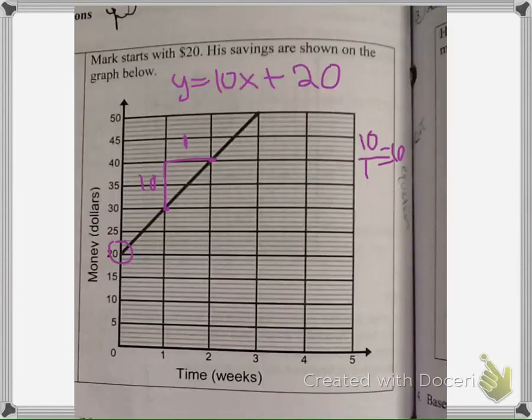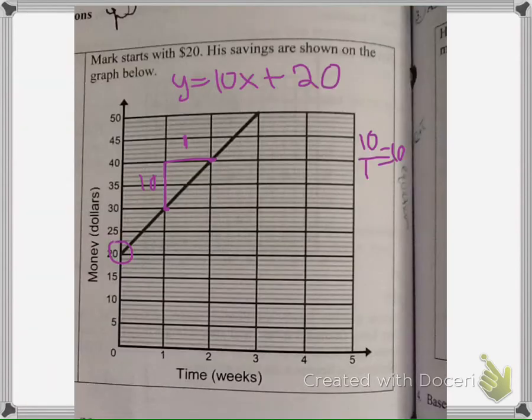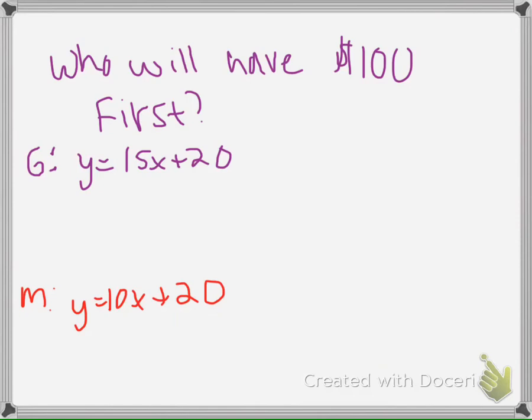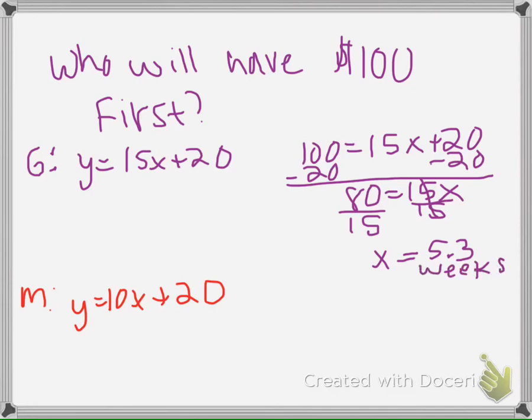So they're giving me money, which I know from my table is y, and also from the graph that the y is money. So I'm going to put the 100 in my y spot. 100 equals 15x plus 20. So then I subtract 20 on both sides. I get 80 equals 15x. Divide by 15 on both sides. And I get x equals 5.3. This is weeks. So it would take him 5.3 weeks to get $100.